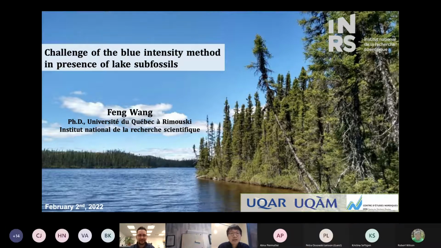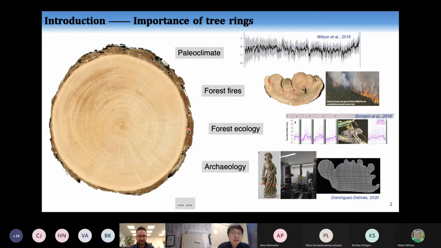Today I would like to share with you a part of my PhD study related to the blue intensity method and my perspectives on the BI method. My topic is the challenge of the blue intensity method in the presence of lake subfossils. Although I think most of you are quite familiar with blue intensity, I would still like to begin with some basic introduction to dendrochronology and the blue intensity method.